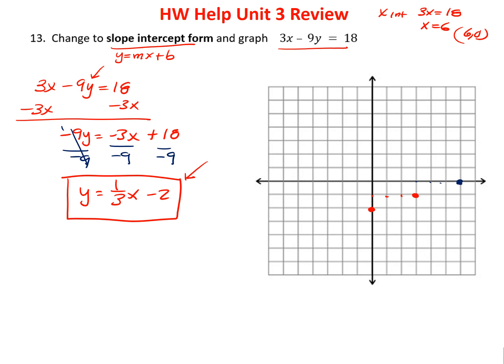By the way, I can go backwards here with my slope, down 1, back 3, down 1, back 3, just if I want to draw easily without a ruler. And there's my graph. I still did draw it very straight. You use a ruler.